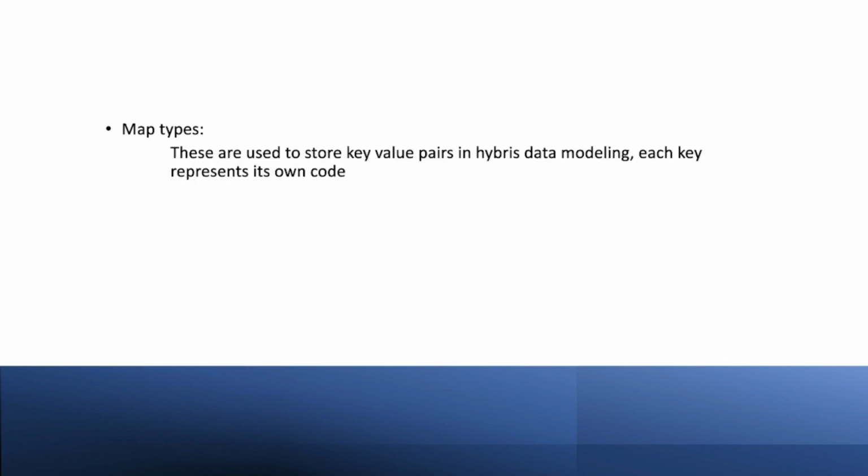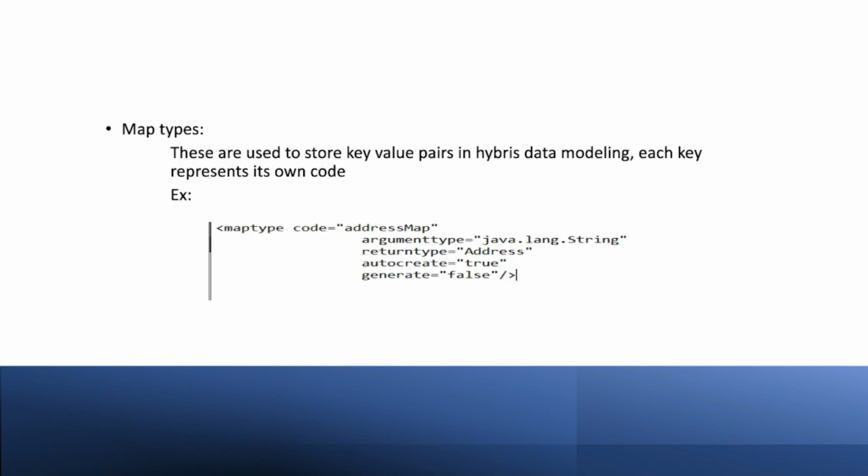Coming to the next, map types. Map types are also covered in Hybris. These are used to store key value pairs in the Hybris data model. Each key represents its own code. Similar to how in Java we are using a map, the same concept applies here. We are using map types in Hybris as well.